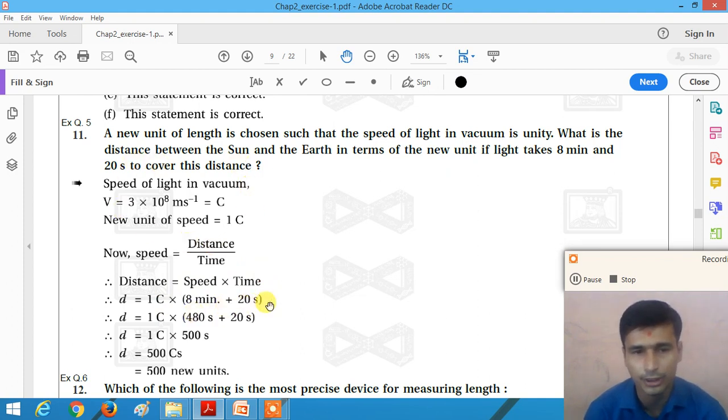8 minutes plus 20 seconds. 8 minutes is equal to 480 seconds plus 20 seconds. So 1c multiplied by 500 seconds. So we get the distance between the sun and earth is equal to 500 c. So if you calculate with the 3 into 10 raised to 8 meter, we get the actual distance between sun and earth. It is 1.5 into 10 raised to 11 meter, right?